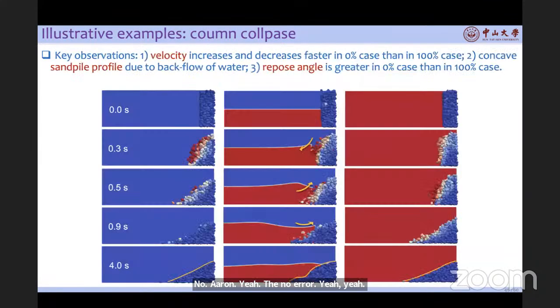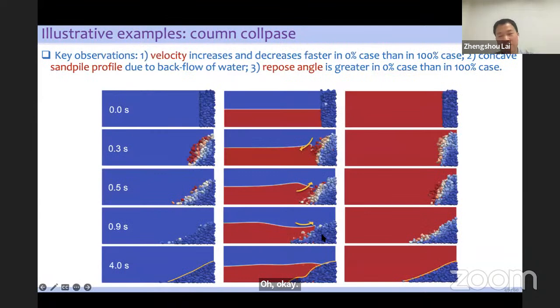Thanks. Okay, so here we observe a very interesting phenomenon. For the case of partially immersed, we can see that to begin with, the water will be pushed away, and after that, the water will come back. So it will result in a concave profile of the final centropile.